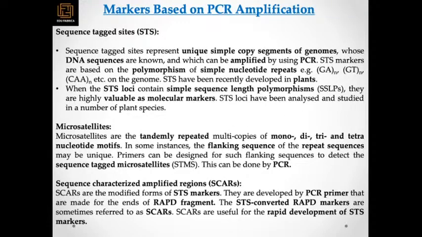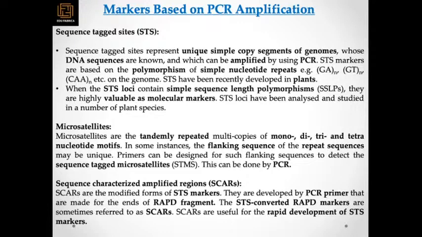Now we are coming to the end part of your topic of markers, with the STS, SCARs and SSRs. So let's discuss sequence tag sites. Sequence tag sites represent unique single-copy segments of genomes. Let's say simple nucleotide repeats like GA, GT, CAA are present in the genome. STS have been recently developed in plants. When STS loci contain simple sequence length polymorphism, SSLP, they are highly valuable as molecular markers. STS loci have been analyzed and studied in a number of plant species.